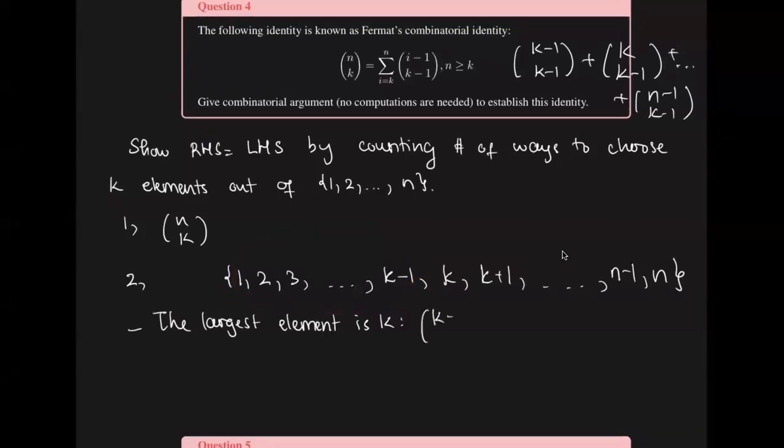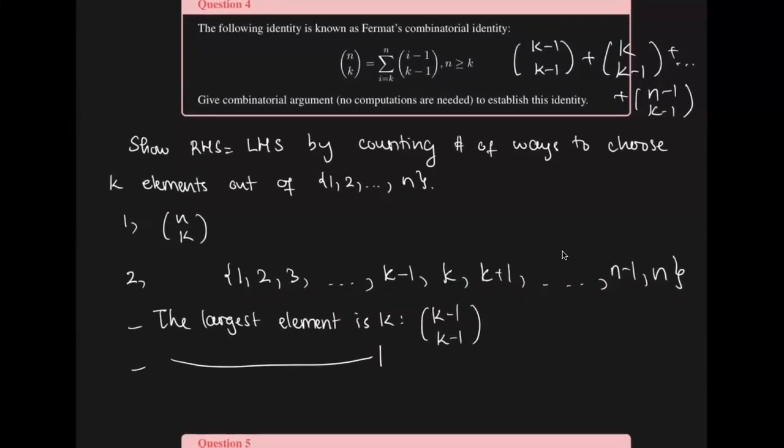That's why we have k minus 1 choose k minus 1. And if the largest element is k plus 1, then how can I choose the remaining k minus 1 elements? I can choose any number in this set because they are all smaller than k plus 1. So it is k choose k minus 1.